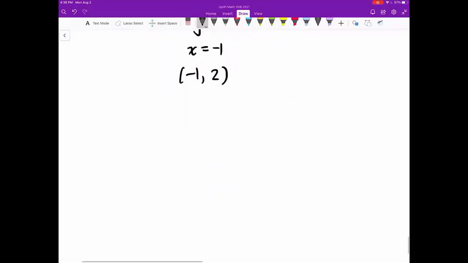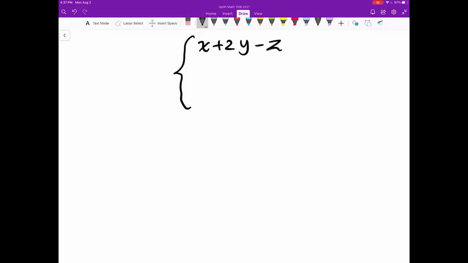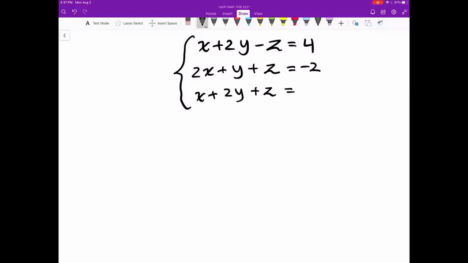David, are we going to do a system of 3 equations right now? They have a 3 equation example, so let's just do it. Okay, we should do it as a class. Oh yeah, for sure. It's going to get complicated. Okay, so we have the system x plus 2y minus z is equal to 4, and we have 2x plus y plus z is equal to negative 2, and we have x plus 2y plus z is equal to 2. Okay, now we've got to solve for all 3 variables.